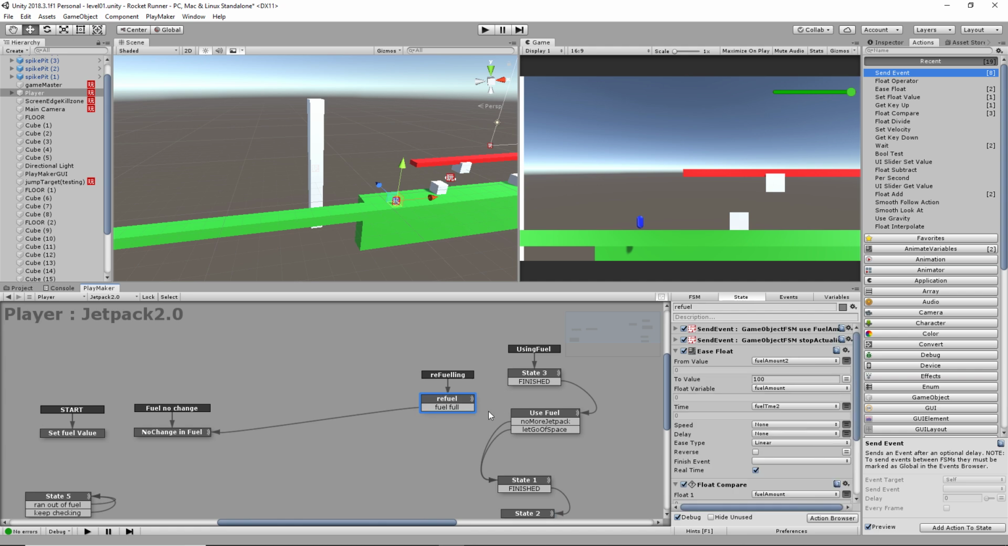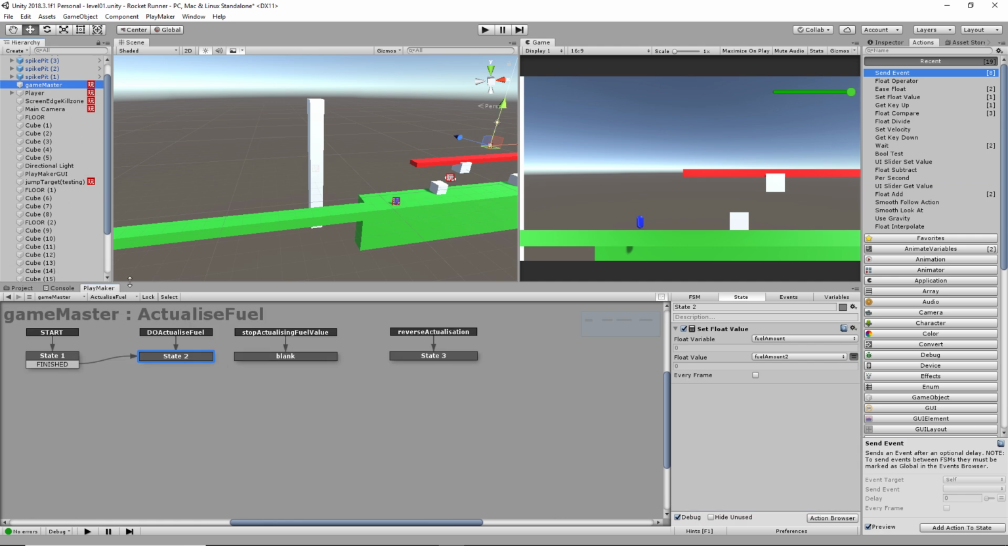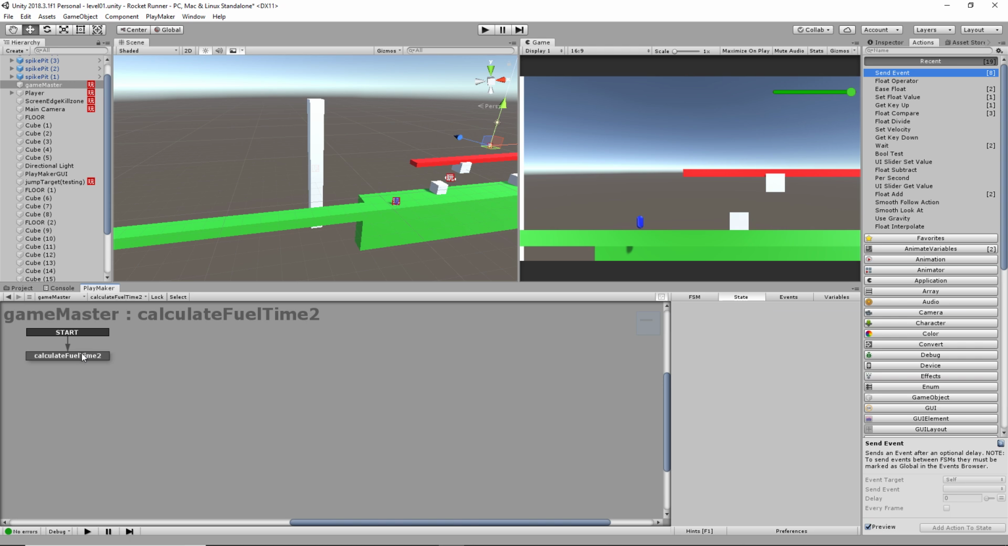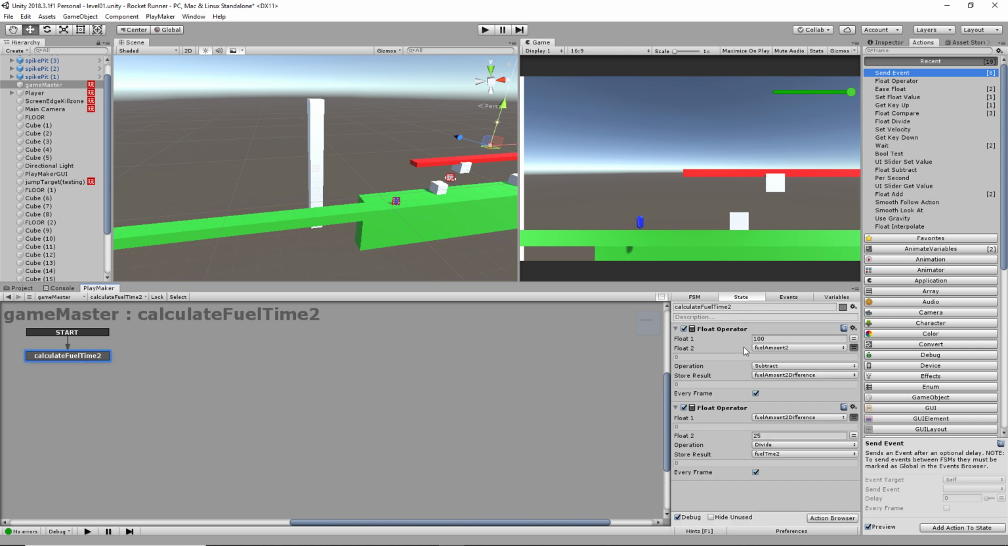And over here we have the reverse of it, because this time we're calculating the refill. So for the refill we start with fuel amount 2, and we increase that to 100. We create fuel amount as a result, and it's going to take fuel time 2. And fuel time 2 is defined as, let me just double check. Yes, so 100 minus fuel amount 2 creates fuel amount 2 difference, and fuel time 2 is fuel amount 2 difference divided by 25.